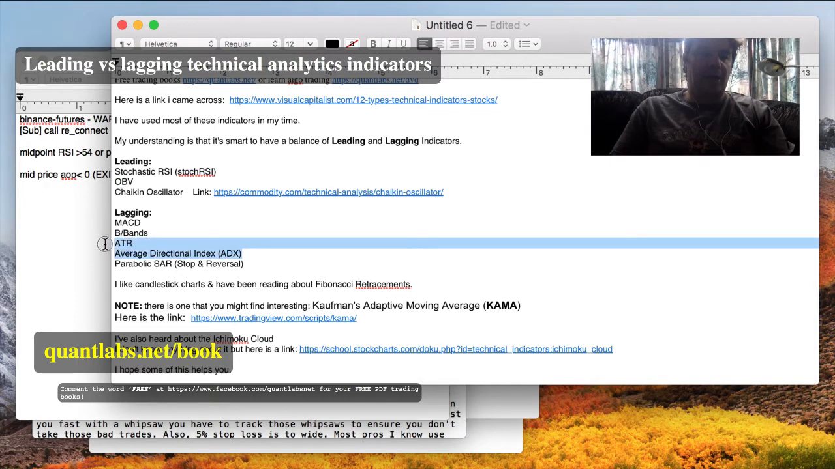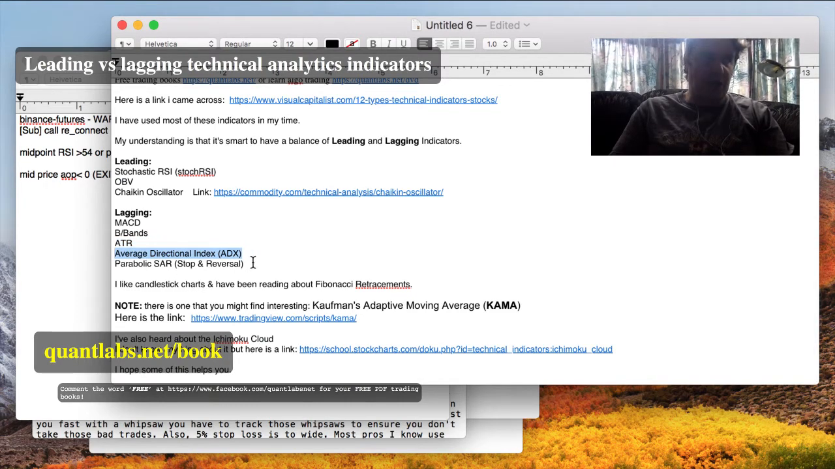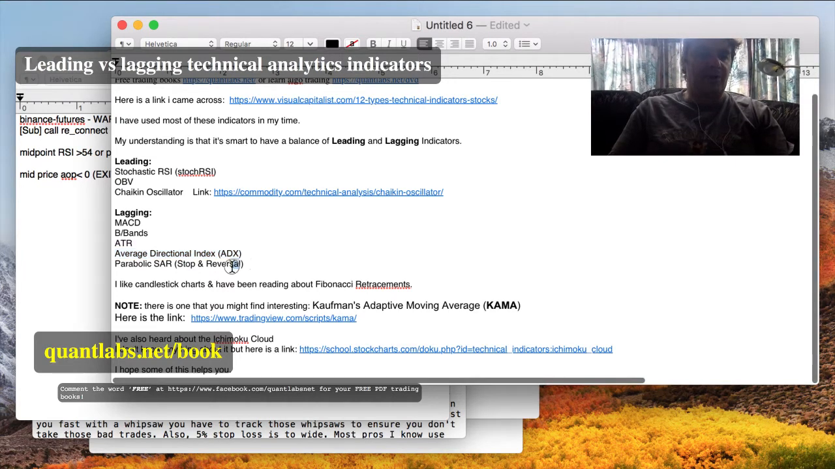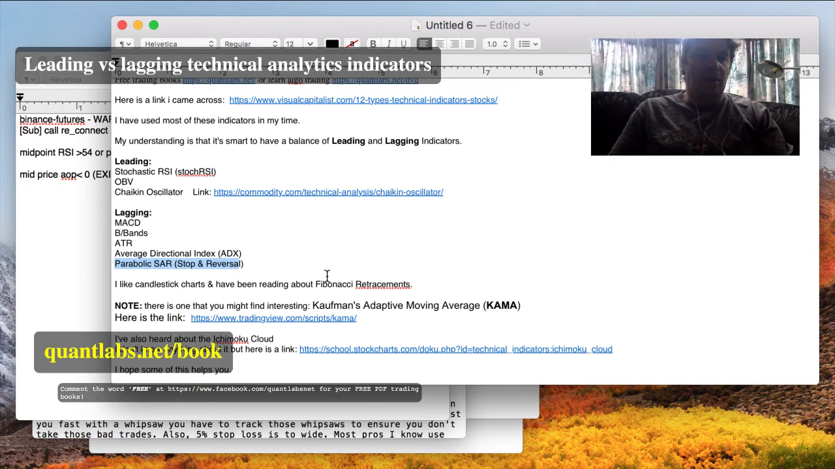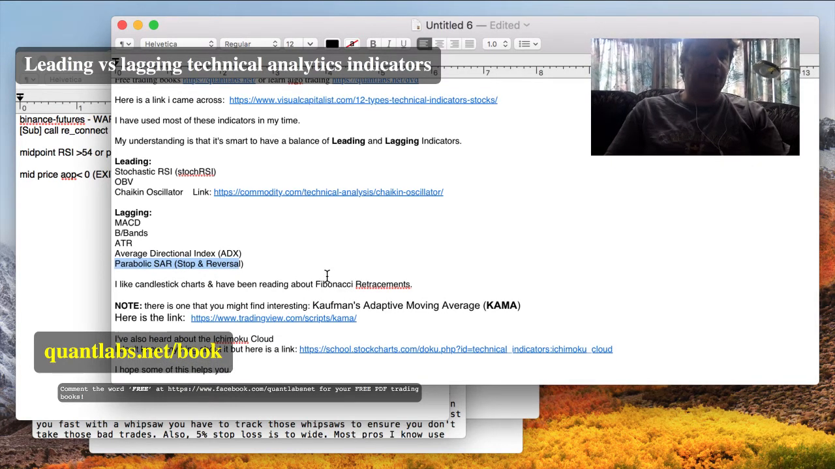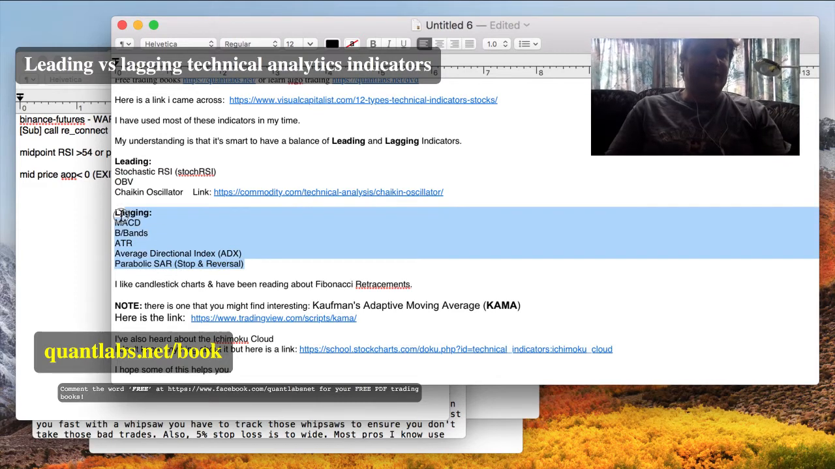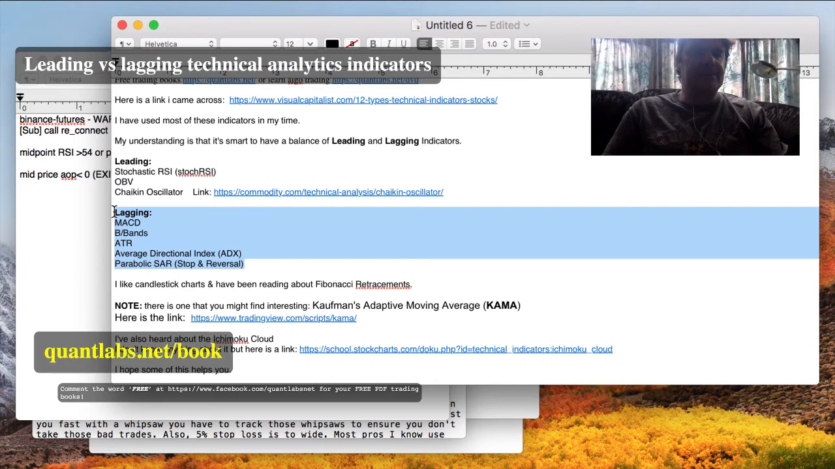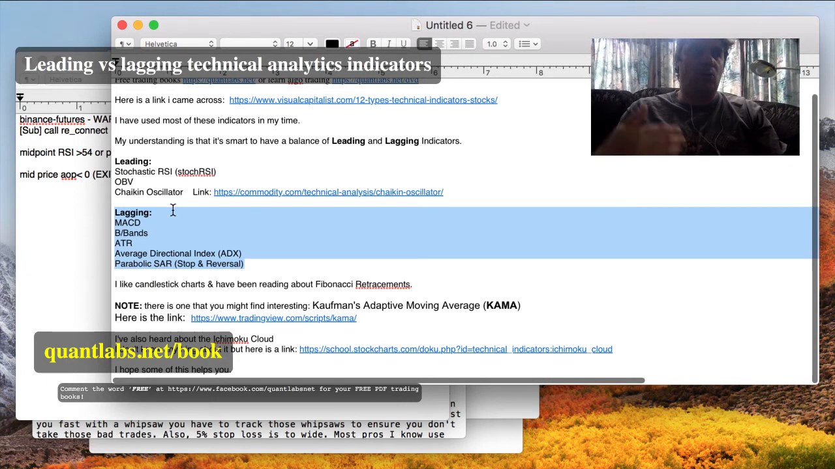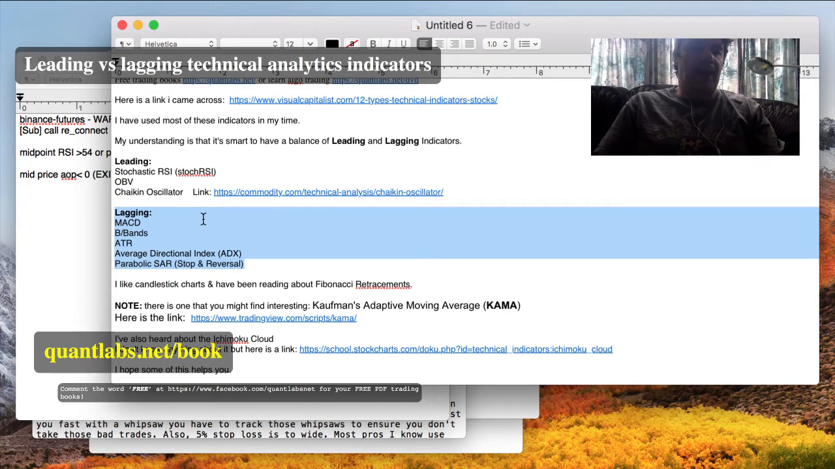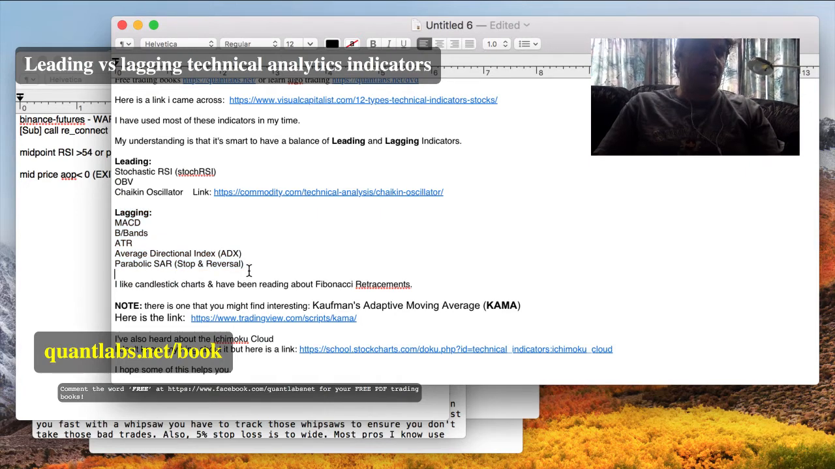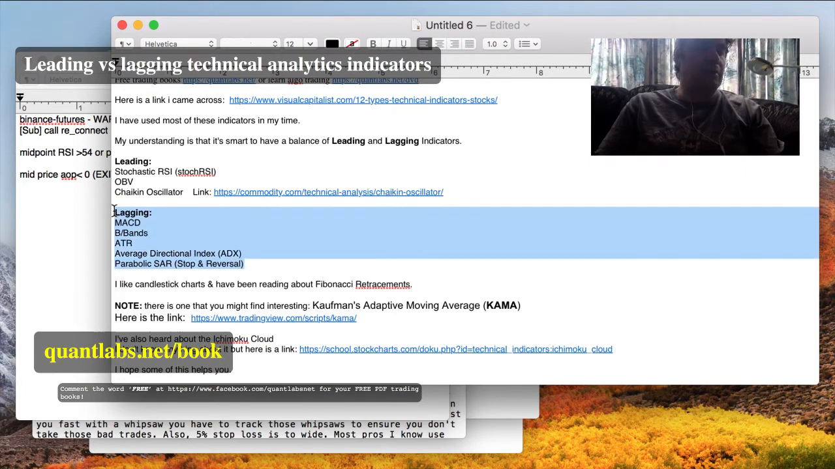ADX, average directional index, I've checked, again, it lags, and it's okay for confirmation, and same with parabolic SAR as well. So they're just for confirmation. Depending upon your time frame, when I say confirmation, even if it's a minute or a second behind, with a lot of these lagging ones, whatever's going to happen has already happened. It just depends what you're using them for, but that's why I like to use the word confirmation.